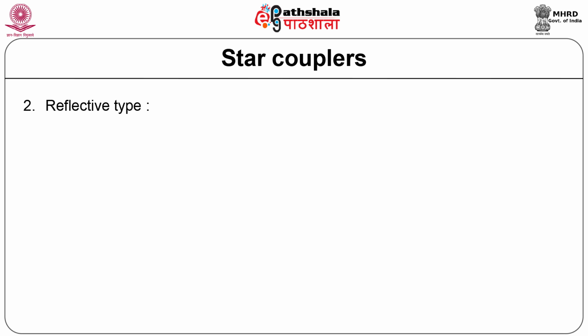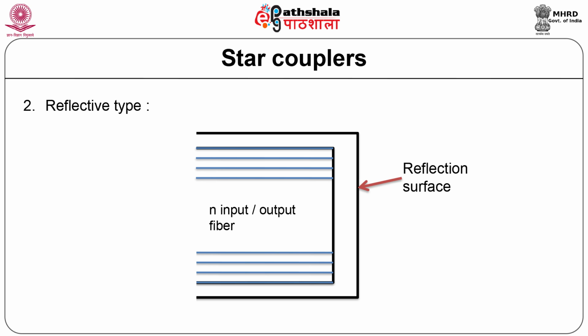Let us know about the reflective type star coupler. The figure shows the basic structure of this coupler. The other calculations for this type of coupler are the same as for the transmissive type star coupler. In this, input power is equally divided among the number of output ports. The splitting loss increases logarithmically with the increase in the number of output ports.